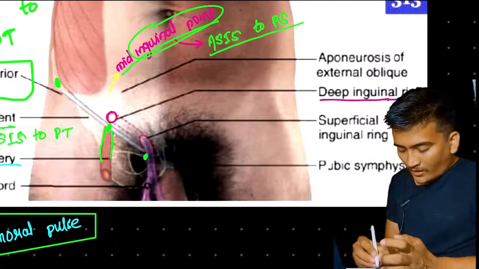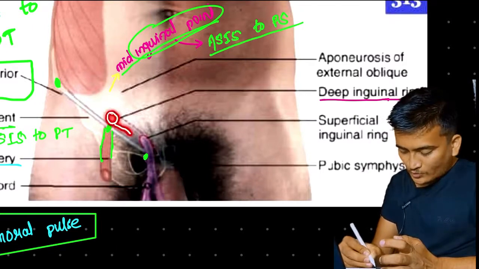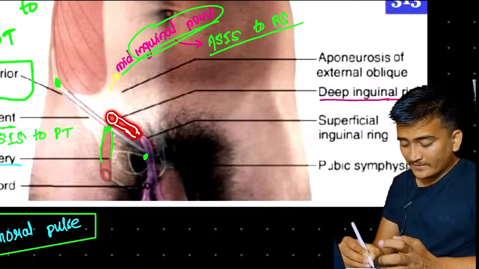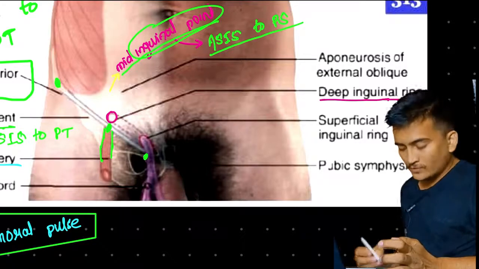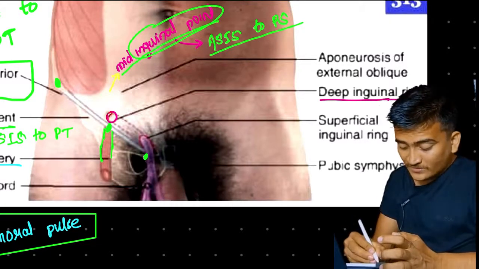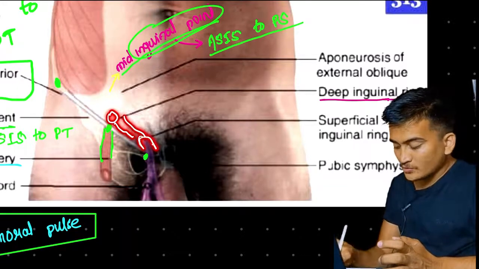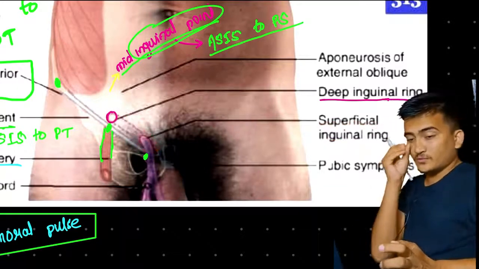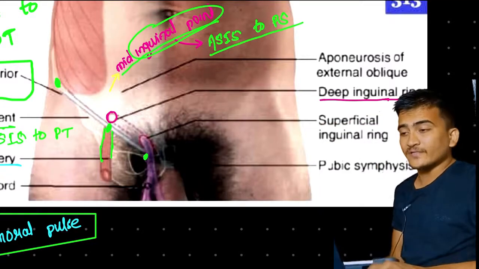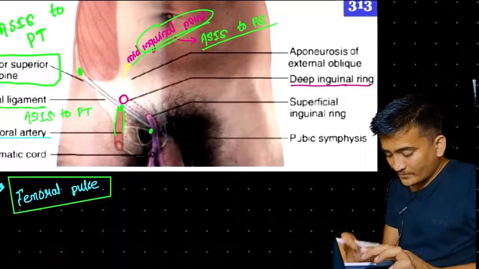And this deep inguinal ring will give rise to what? This will give rise to a canal, and that is known as the inguinal canal. Now the inguinal canal will extend from this deep inguinal ring to what? Another ring, and that other ring is the superficial inguinal ring. Okay, superficial inguinal ring. Here, this is the pubic symphysis.